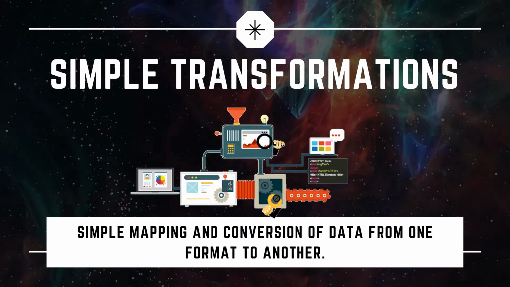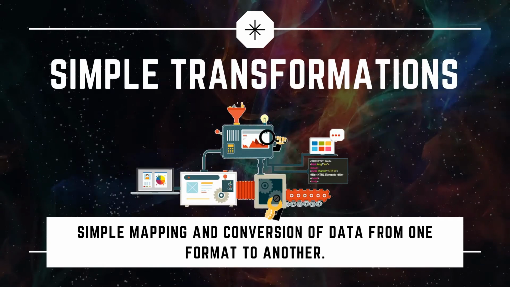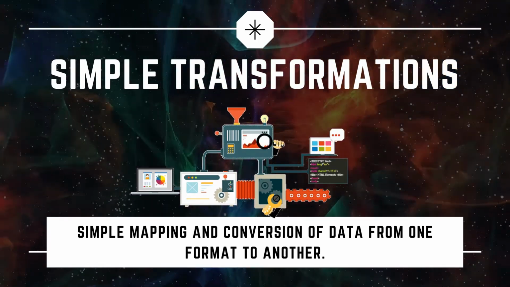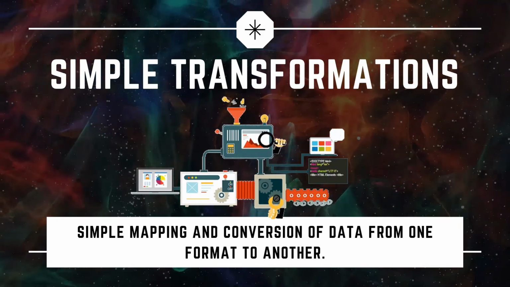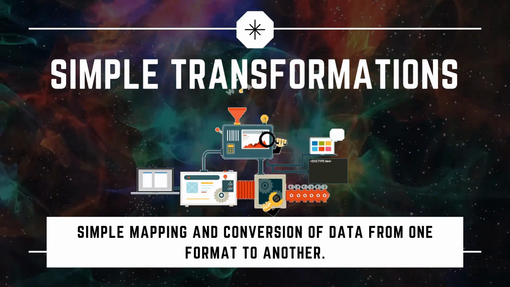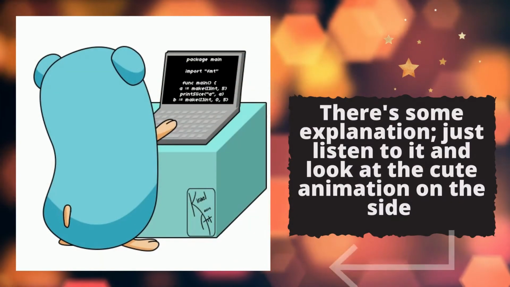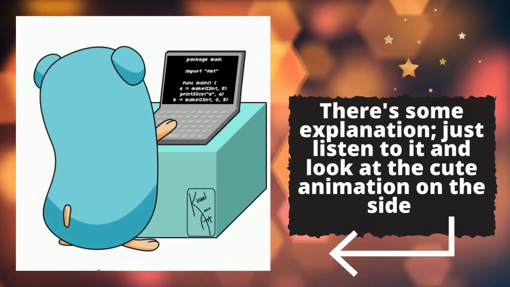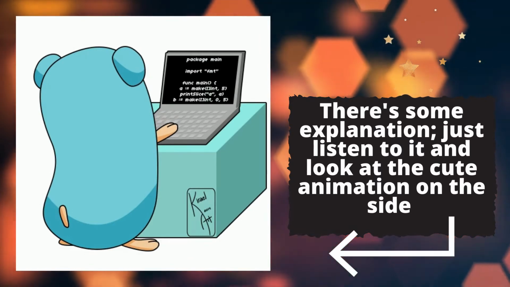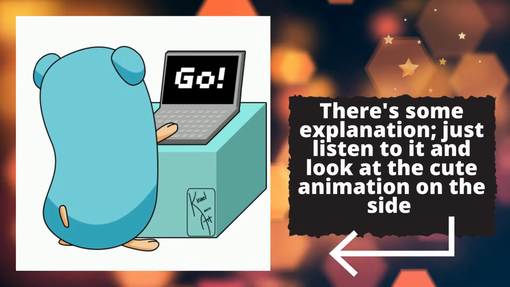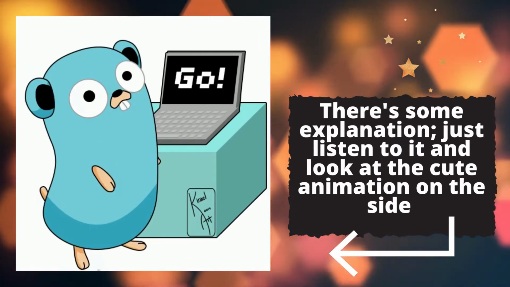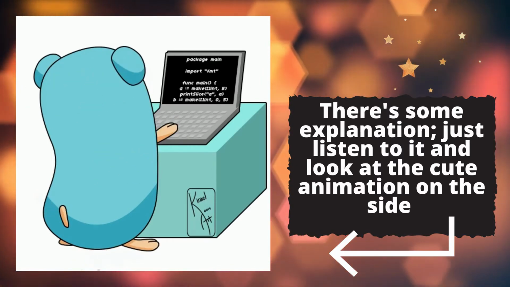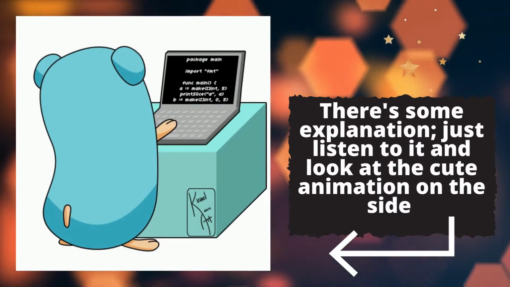Simple transformations. While loading, it may be required to perform simple transformations. Simple transformations are simple mapping and conversion of data from one format to another. For example, XML data valid to one XML schema can be transformed to another XML document valid to a different XML schema. Other examples include the data transformation from non-XML data to XML data.